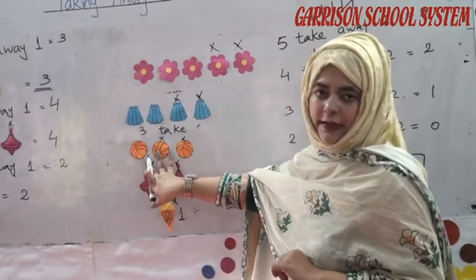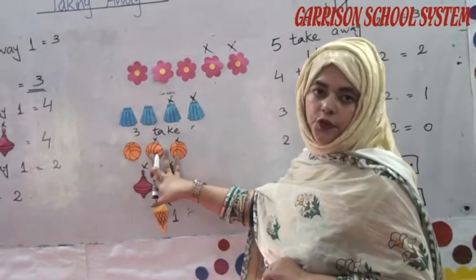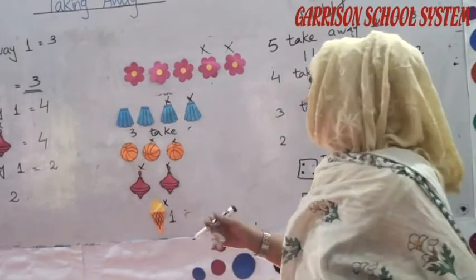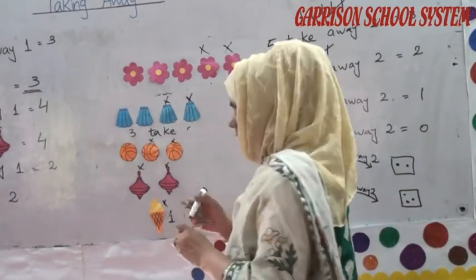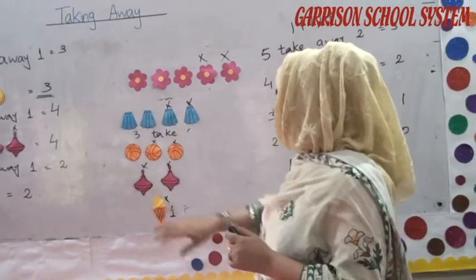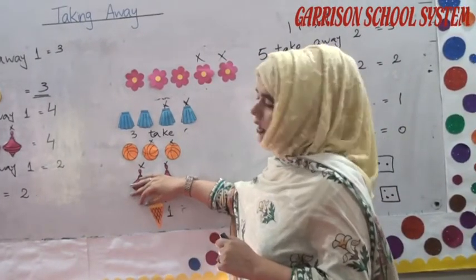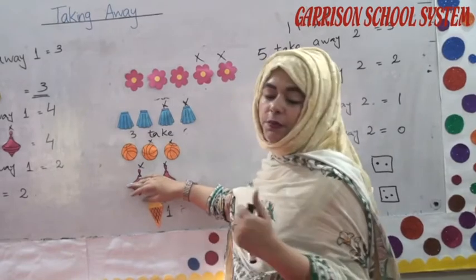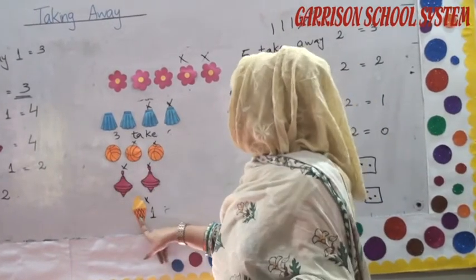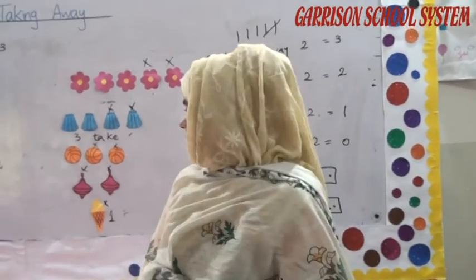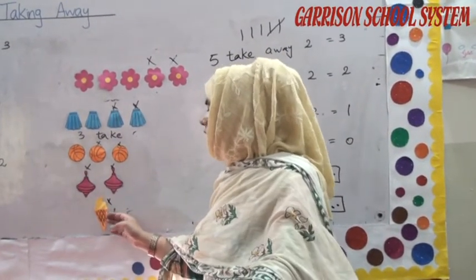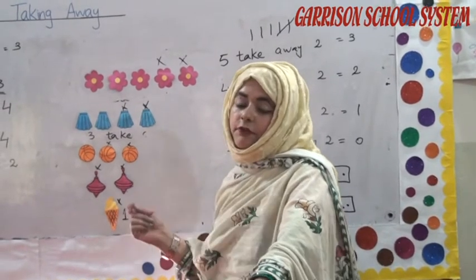You have 3 basketballs. You give 2 basketballs to your friend. So how much you will be left with? 2 आपने दे दिए अपने दोस्त को. You will be left with 1. You have 2 tops as a toy. So you give your 2 tops to your sister. How much you will be left with? You will be left with 0. So if you have 1 cornetto and your friend asks you for a cornetto, तो क्या करेंगे? आप उससे क्या करेंगे? एक cornetto दे देंगे तो you will be left with 0.